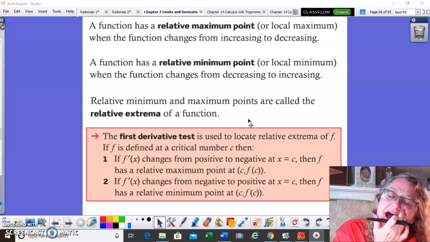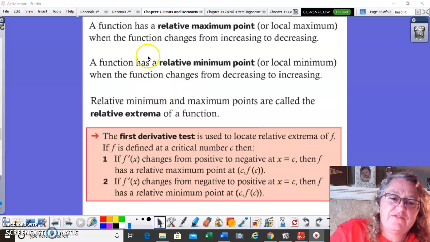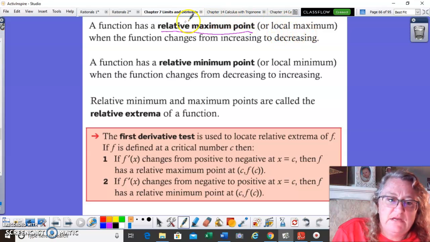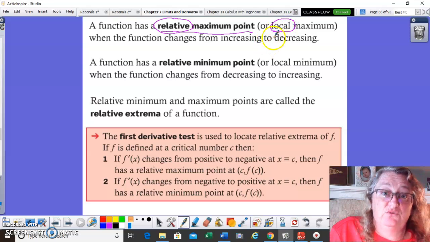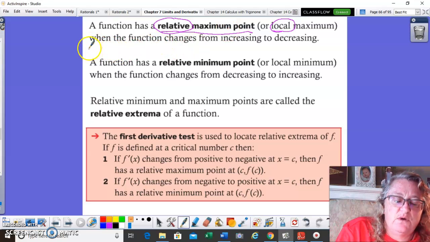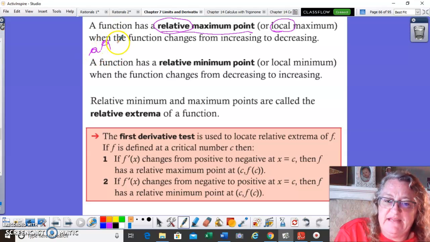Anyway, let's talk about what we just saw. The function has a relative maximum point, or local maximum. This word relative means a local maximum. That means it's not the absolute maximum. It might be an in-between. So we might have a little hill here, but then maybe we have another hill here. So local means that it's some of them. It just might not be the absolute one.